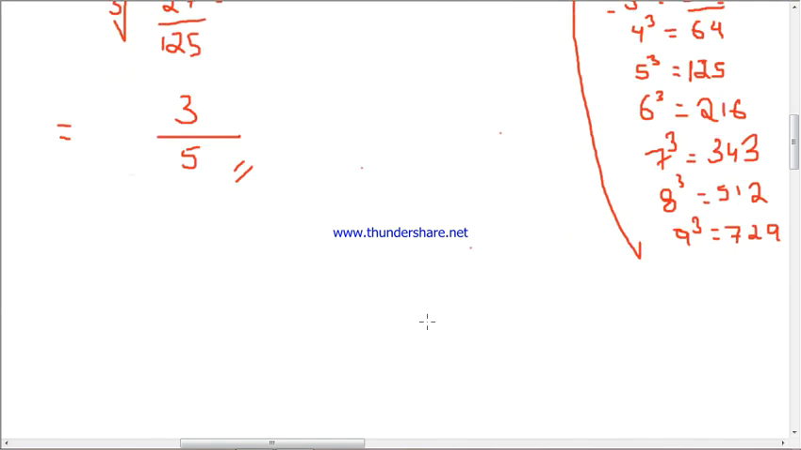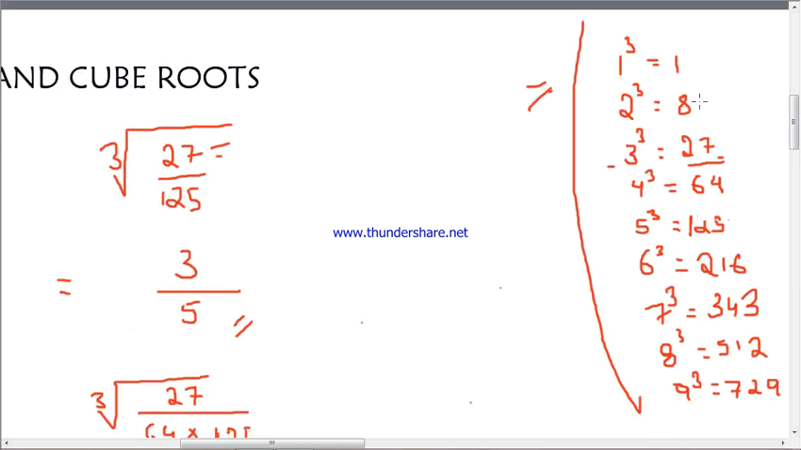Okay, next let's choose a little bit bigger number. Let's say this one: find the cube root of 27 divided by 64 multiplied by 125. See over here, this method is super easy. You don't have to do anything. You just need to know this by heart.